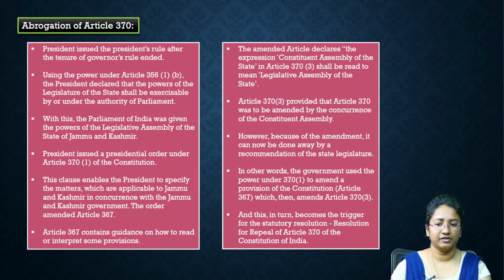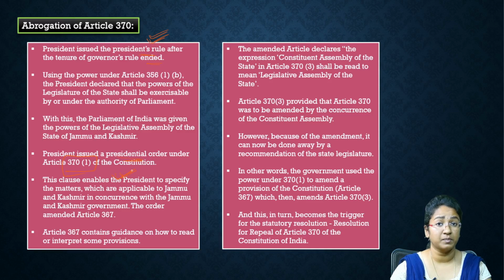The President has issued a President's rule after the tenure of the governor's rule has ended, right? So in order to abrogate or dilute this Article 370, the concurrence of the state government is needed. So what was done is, President's rule was imposed first, and then this presidential order was brought about, and there was made a change wherein the clause enables the President to issue a presidential order under Article 371 of the Constitution.